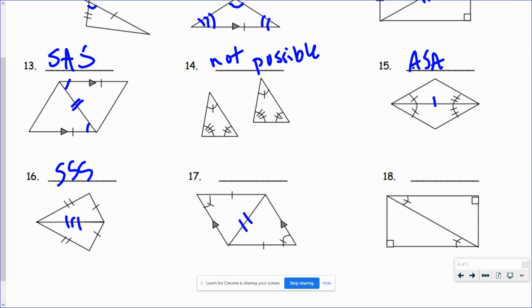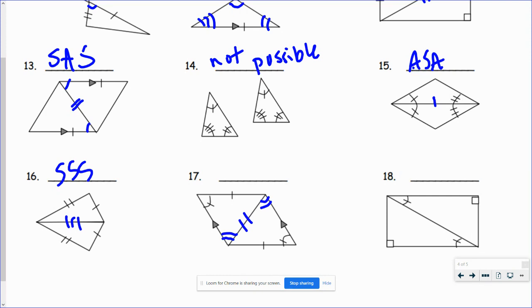These 2 share this side, so it's going to be congruent to itself. And now with parallel lines, we know that these 2 cut by the transversal would be alternate interior. So we do have congruent angles there.